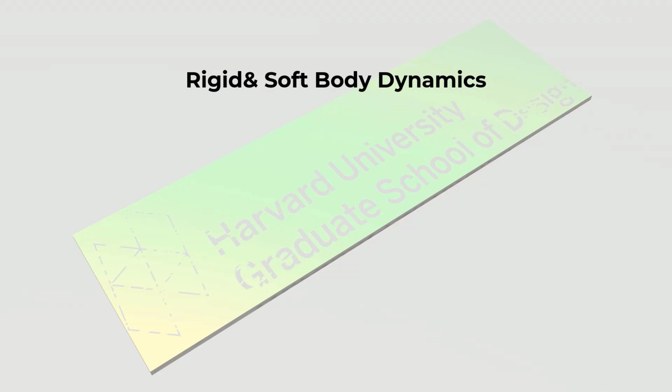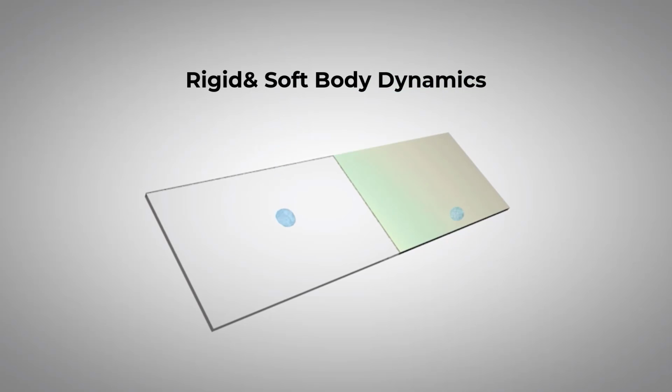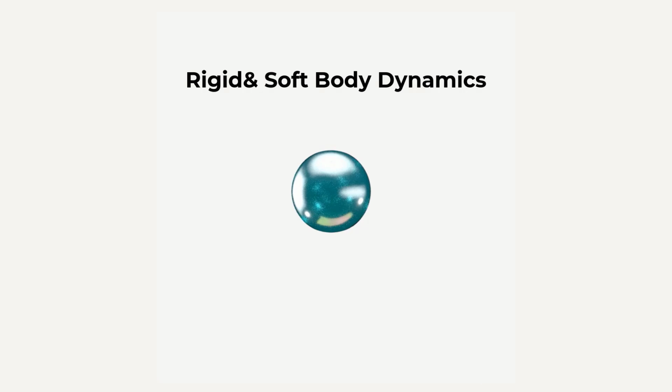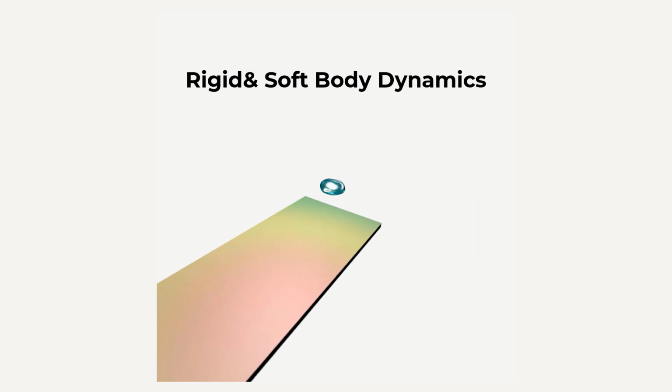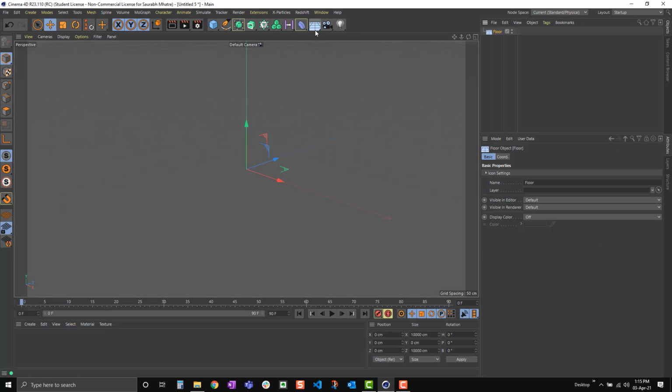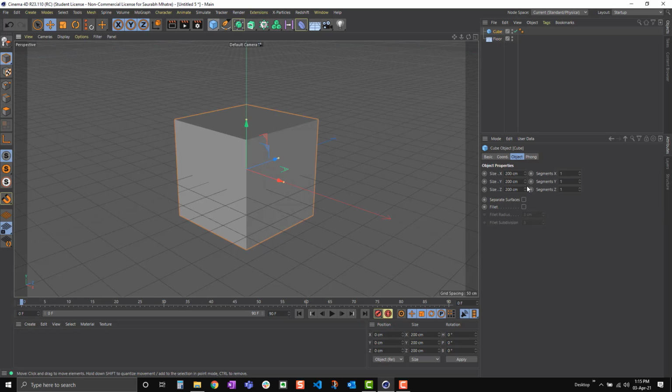Here is a quick overview to create dynamics in Cinema 4D. We are going to have a quick look at rigid dynamics in the start, as well as soft dynamics to deal with soft bodies. So let's go ahead. I'm just going to create a simple scene. I'm going to add a floor, push it down. I'm going to create a cube and make a small slide.